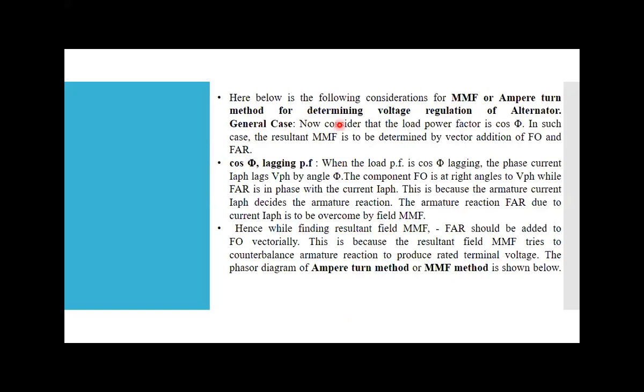So you can see here below are the considerations for the MMF method. First consideration, the general case. What is the general case? Generally, we assume that my power factor is cos phi. In such a case, the resultant MMF is to be determined by the vector addition of FO and FAR. Always, to find the resultant flux, we do the vector sum instead of the algebraic sum.